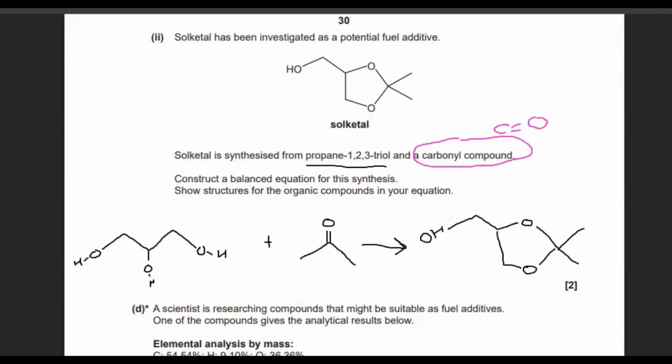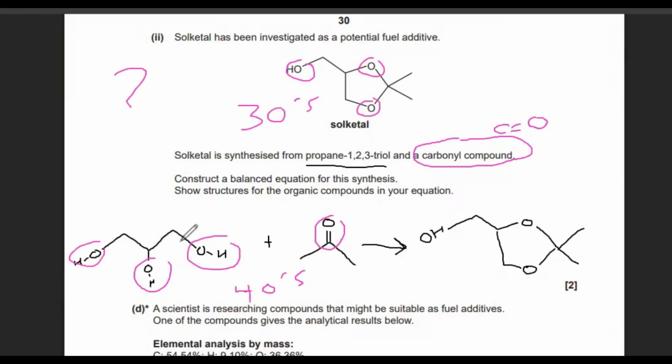Now, whether the exam board say I have to do that. We have 3 oxygens here and a 4th on the propanone, but only 3 in solketal, which means we need a 4th oxygen missing somewhere in our products, which means I'm going to use H2O.